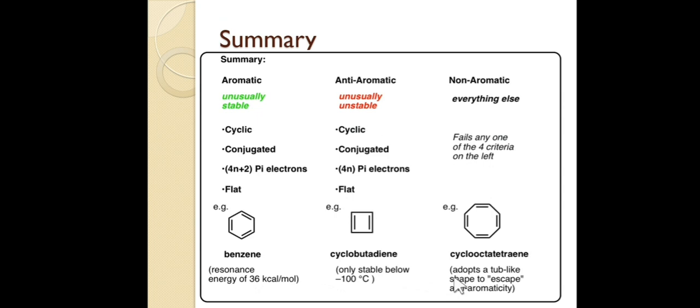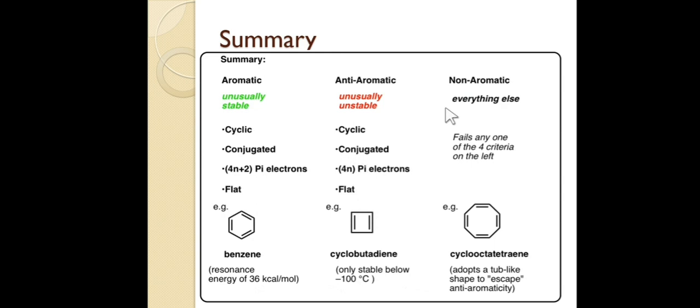So this is the summary for aromatic, antiaromatic and non-aromatic compounds. What are the aromatic compounds? Cyclic, conjugated, planar and obeying the 4n plus 2 pi electron rule. Antiaromatic compounds are cyclic, planar and conjugated but having only 4n pi electrons. Okay, 4n pi electrons, that means 4, 8, 12, 16 and so on.